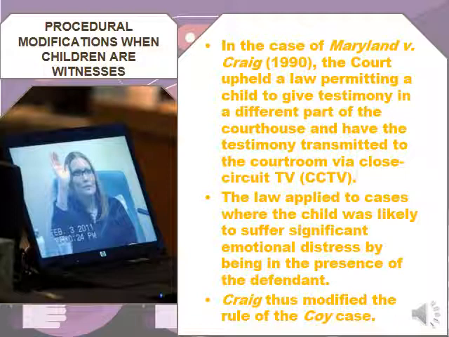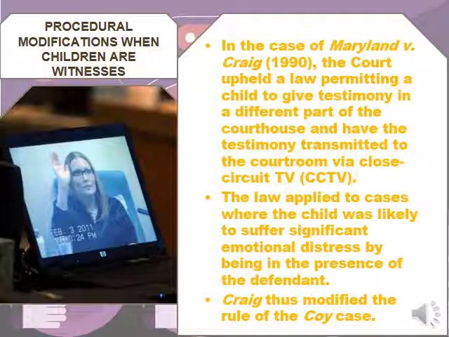The law applied to cases where the child was likely to suffer significant emotional distress by being in the presence of the defendant. And one of the things is, if you go to adult cases in regards to domestic violence, and I'll be talking about that, I believe it's in the next chapter, we'll be looking at the elements of domestic violence and the fear factor of an abuser. But when you look at those cases, a lot of times in family court as well as the initial criminal court, the same application can be applied.